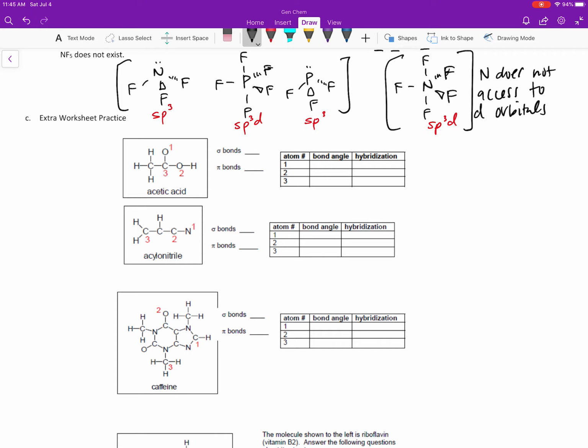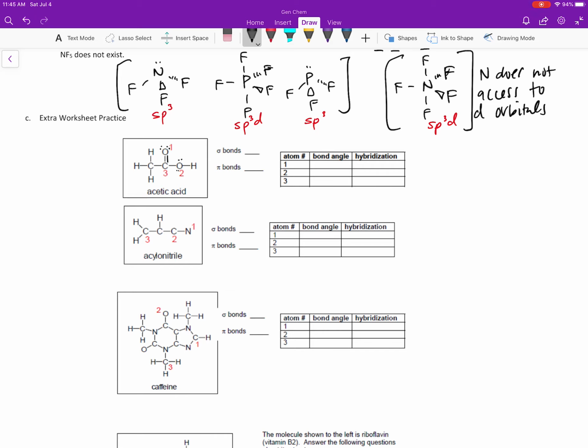So this is acetic acid. Now we're wanting to count sigma and pi bonds, and then talk about bond angles and hybridization. But the first thing is that this structure is not complete. So we're going to go ahead and add in our double bonds and our lone pairs. So now everything else looks like it's okay.